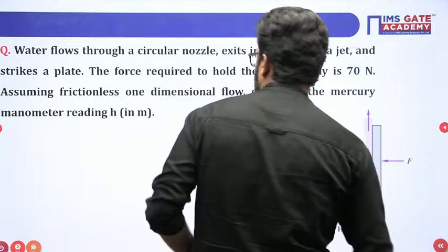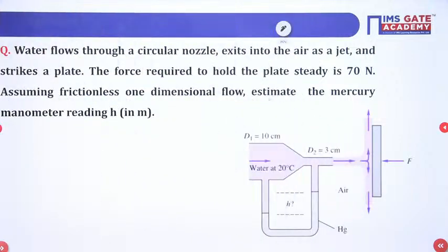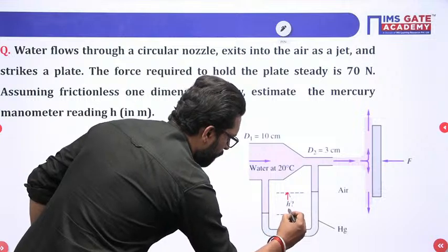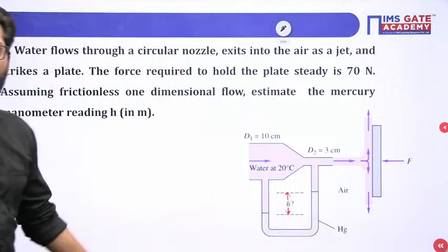Please see the first question. Read that question. Water flows through a circular nozzle and exits into the air as a jet and strikes a plate. The force required to hold the plate steady is 70 Newton. Assume frictionless one-dimensional flow. Estimate the mercury manometric reading, that means you have to find this H value.